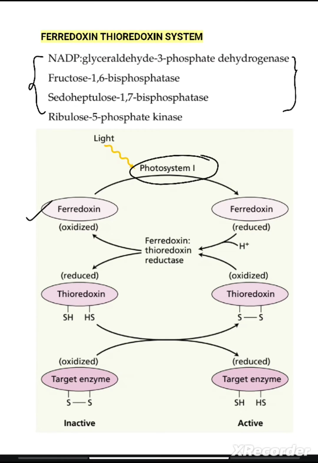Now this Ferredoxin is in the oxidized form initially, but as it senses the light it gets converted to the reduced form. As it gets reduced, it will obviously take certain electrons and get hydrogen, since protons will be there as it's getting reduced. It doesn't like to remain in this stage for a long time, and it will pass those electrons to something called Thioredoxin.